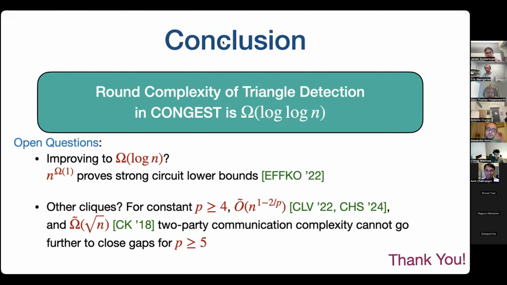I had a question. So I was wondering if you had some intuition. You mentioned that for listing triangles, we actually have an n to the one third lower bound, and I was wondering why, in your mind, you think it's so much harder to prove lower bounds for triangle detection versus listing?